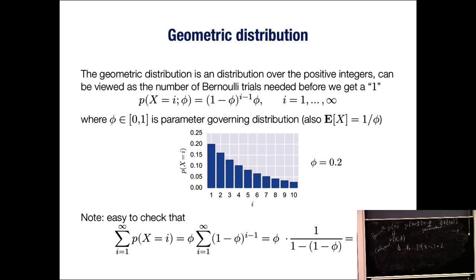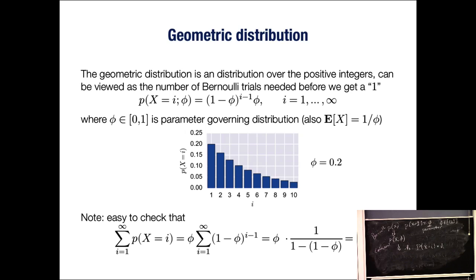And now I'm going to start plotting these things a little bit. So this is the plot of the distribution, for phi equal to 0.2. What it shows on the y-axis is the probability that x equals i, and on the x-axis is i, the value it takes on.